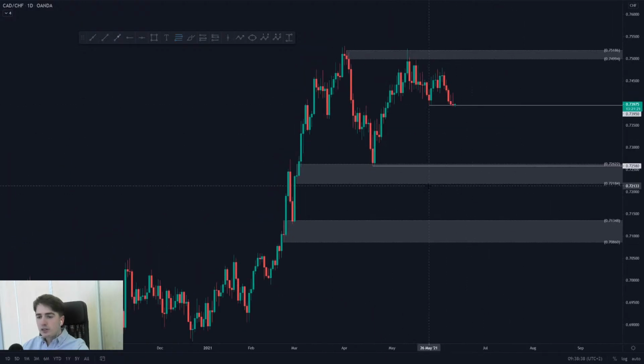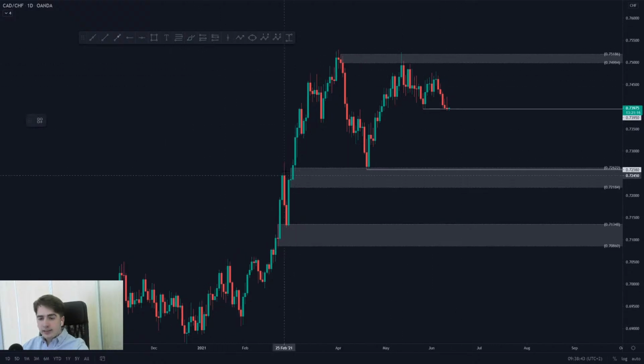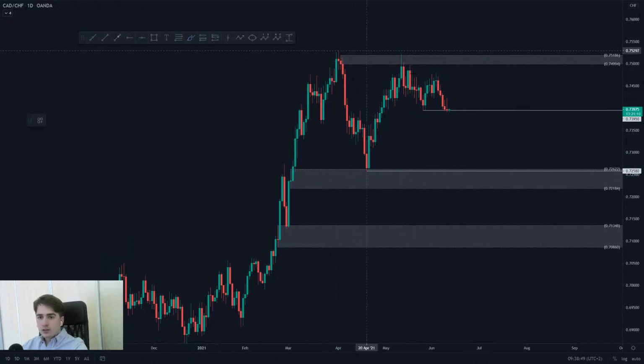So these are my two major levels on CAD Swiss, which I would like to see get hit once again. As you can see, this area of demand got hit, major reversal towards the highs, started impulsing back up towards the daily supply zone. So we went from daily demand back up into daily supply, and from there we could potentially come back down lower, back into this daily area of demand, and see one more fake out on the low before potentially moving back up towards the highs once again.